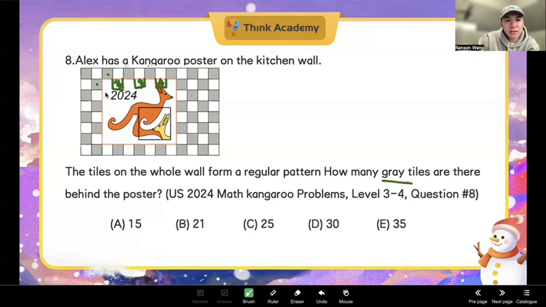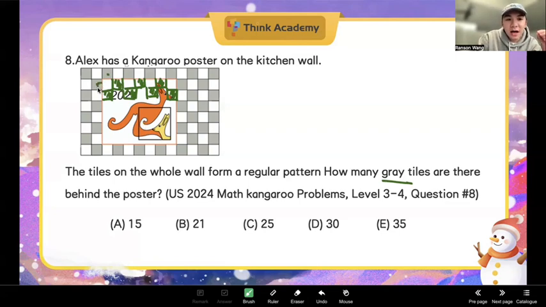And following this pattern, the top one is white, so this one will be gray, right? And this one is white, and this one will be gray. And this one is white, and this one will be gray, right? And this one's white, and this one will be gray. So now it's actually repeating the pattern. Every two rows, we're repeating the pattern, which means we just need to find out how many rows are here and how many gray tiles are there in two rows.